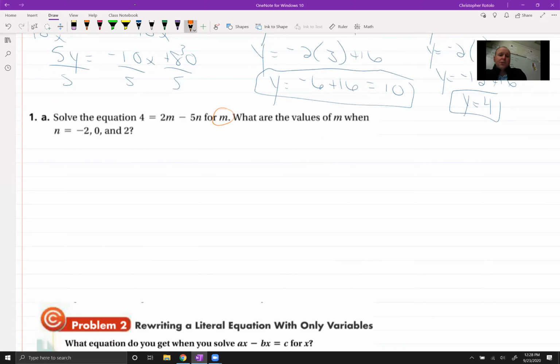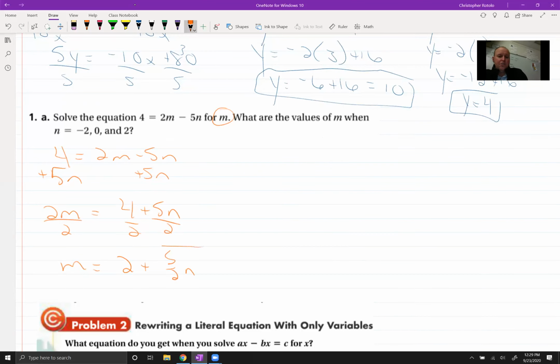So the thing we're after is solving for m. So 4 equals 2m minus 5n. Solving for m, so let's get rid of the n. So I'm going to add 5n. I'm going to flip it around. 2m equals 4 plus 5n, and then divide it by 2. So m equals 2 plus 5 halves n.